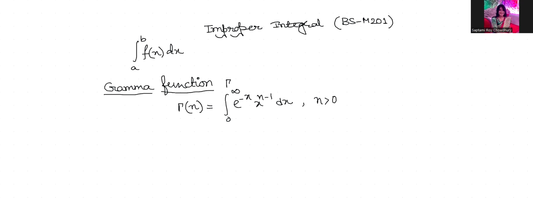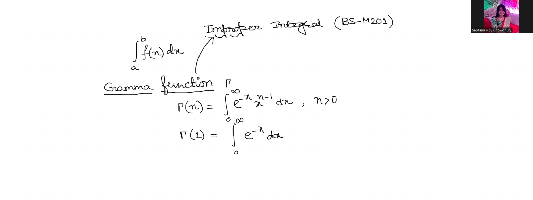Now, if we take here n equal to 1, that means gamma 1. So what will be the gamma 1 formula? Integration 0 to infinity e to the power minus x. Put there n value 1. So x to the power 1 minus 1, x to the power 0 means 1, dx. Now, look at the limit of this integration. Upper limit is infinite. So that means this is an improper integral. That means gamma function is a special kind of improper integral.